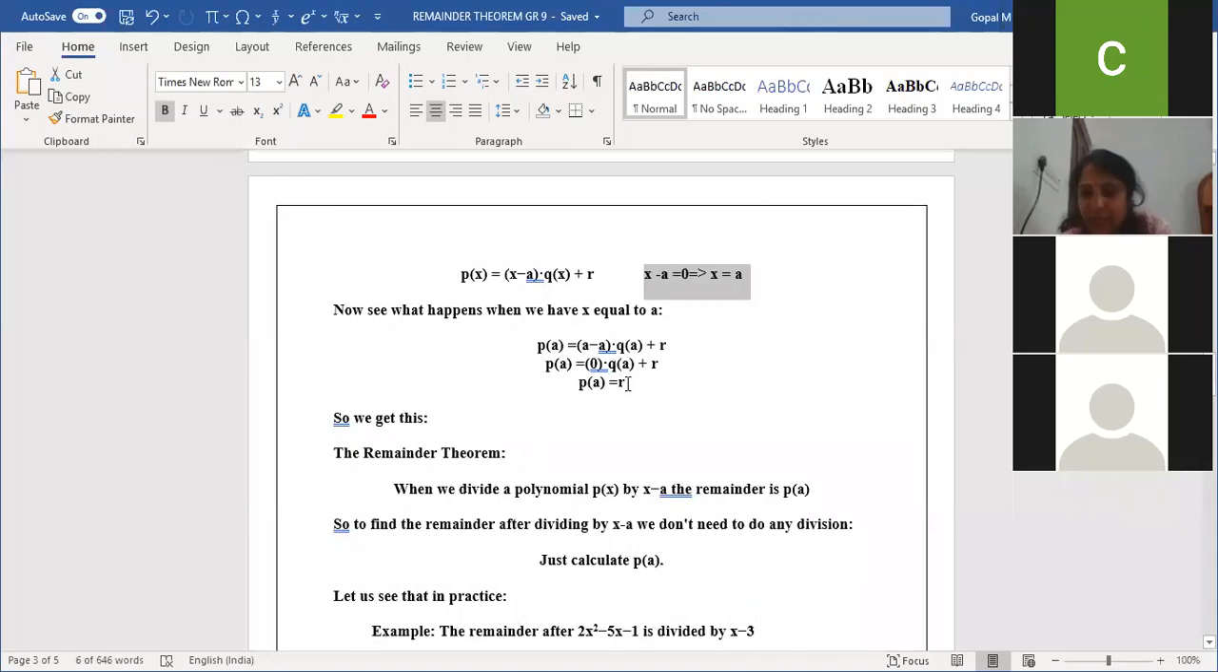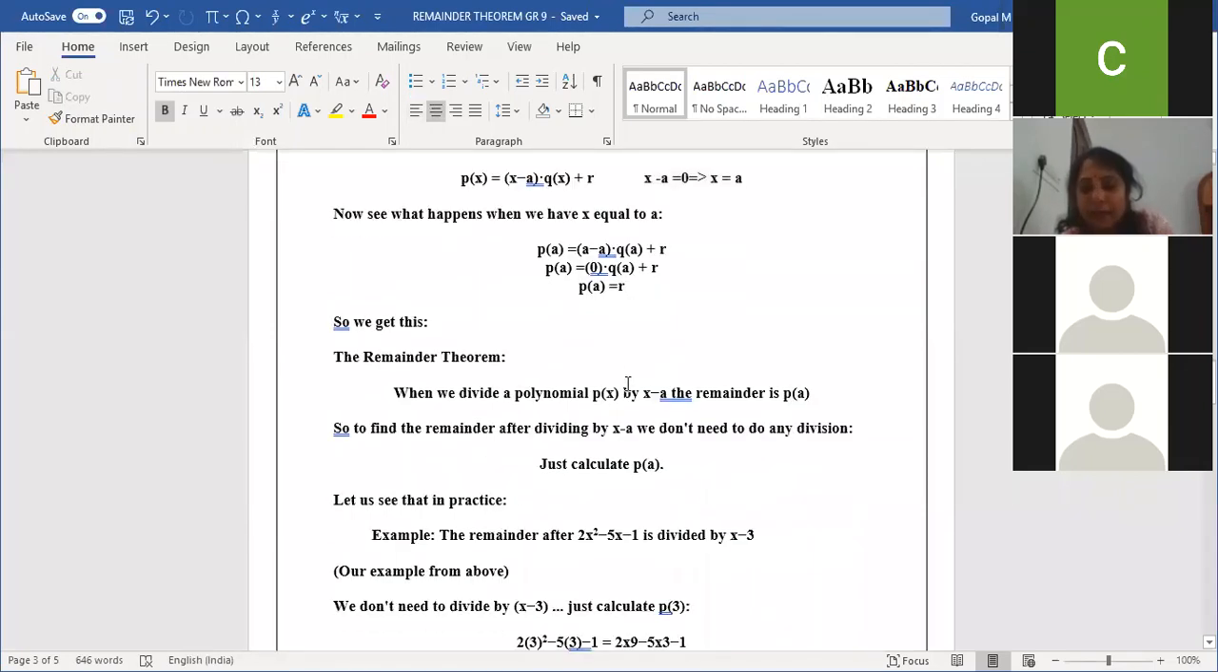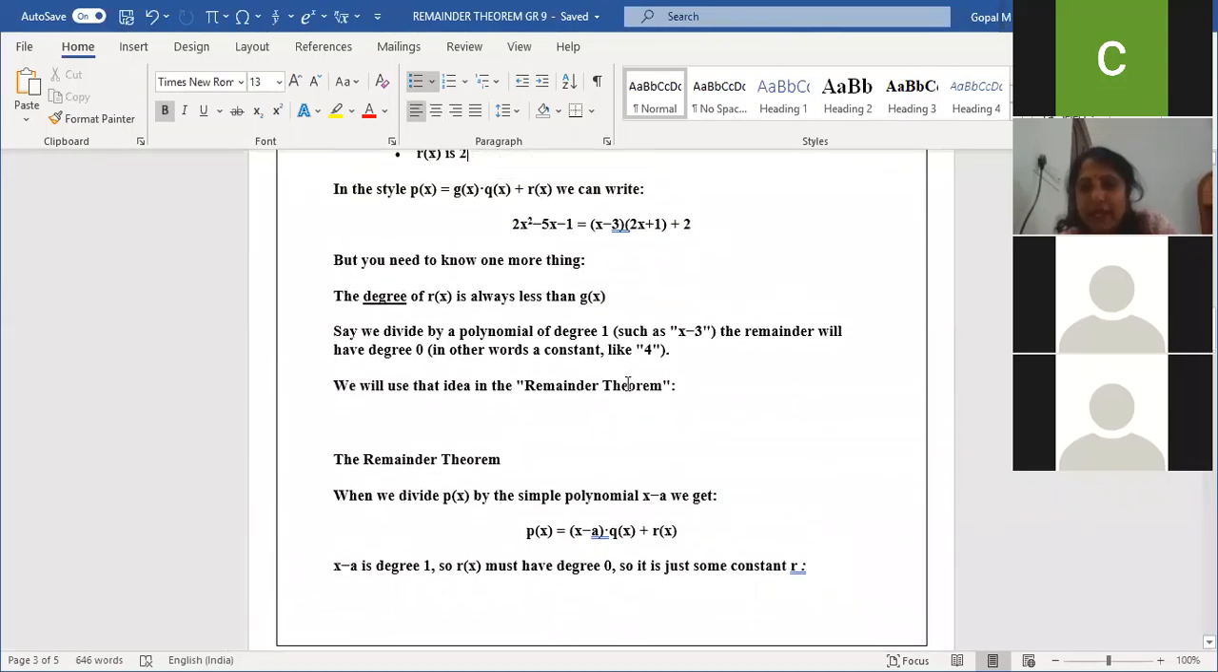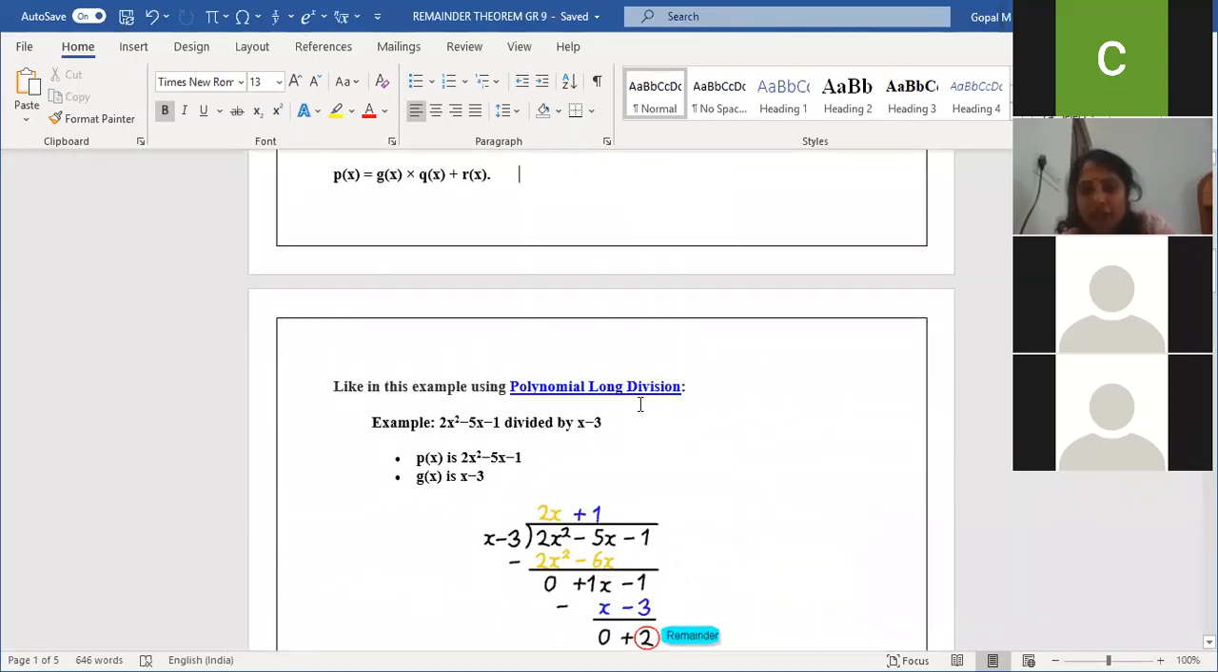We'll see some examples, children. Yes, ma'am. I'll explain the previous example. With the long division method, I got remainder 2 here. I'll take the same question and apply it. What is the zero of x minus 3? 3, ma'am. Yes, say it loudly. The zero of x minus 3 is 3, right?